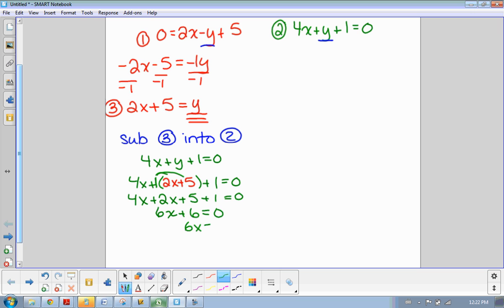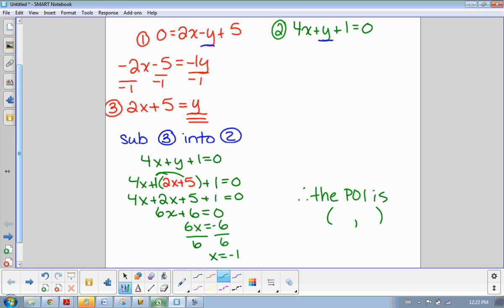So we have 6x equals negative 6, and x ends up being negative 1. We're happy at this point. We've done all the hard work. We already know half of our solution. So the point of intersection is going to have an x coordinate of negative 1.